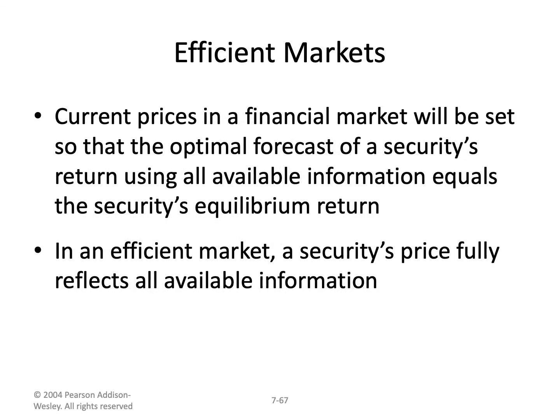This leads to the efficient market hypothesis, which has often been used to explain the behaviour of stock markets. So current prices in the financial market will be set so that the optimal forecast of a security's return using all available information equals the security's equilibrium return. So in an efficient market, a security's price fully reflects all available information.